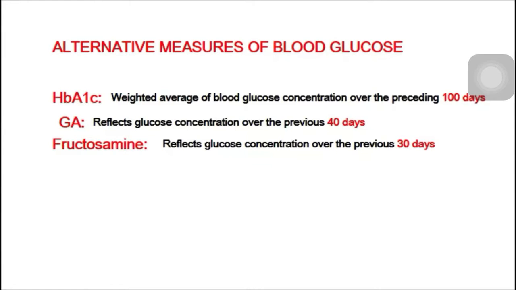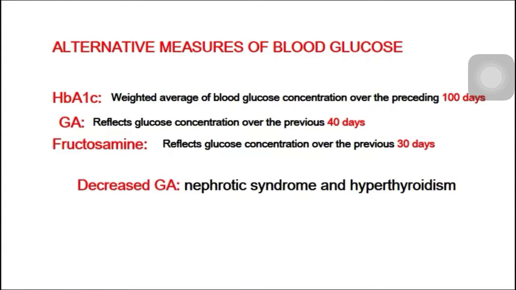So for example, GA or glycated albumin is decreased in nephrotic syndrome and hyperthyroidism. Why? Because albumin turnover is increased. Again, why is glycated albumin decreased in nephrotic syndrome and hyperthyroidism? Because of increased albumin turnover.